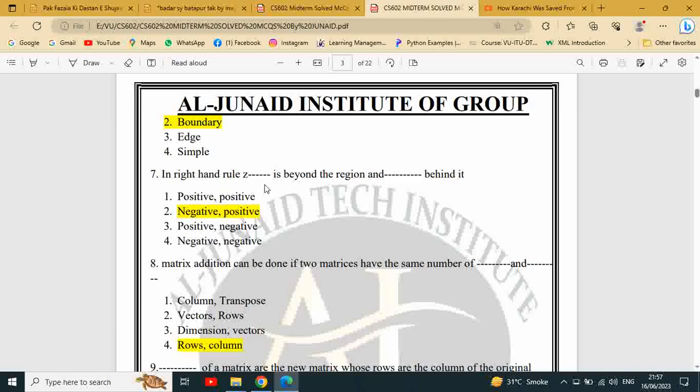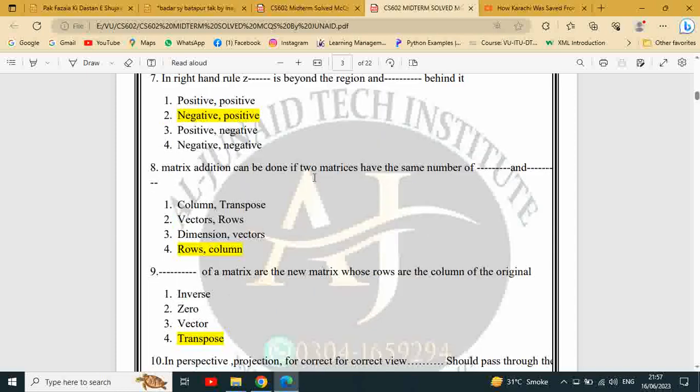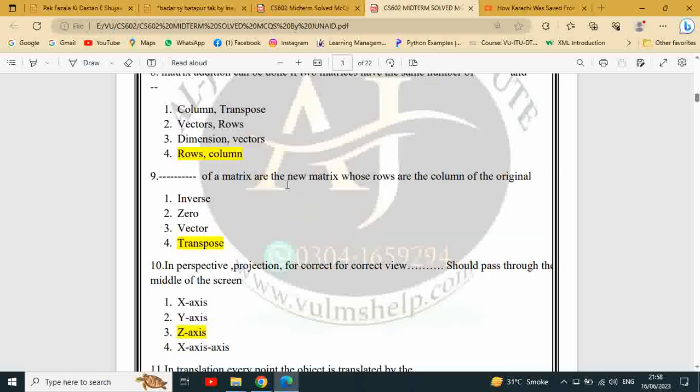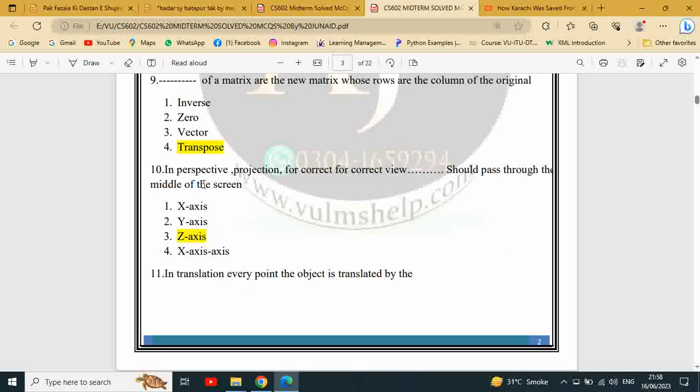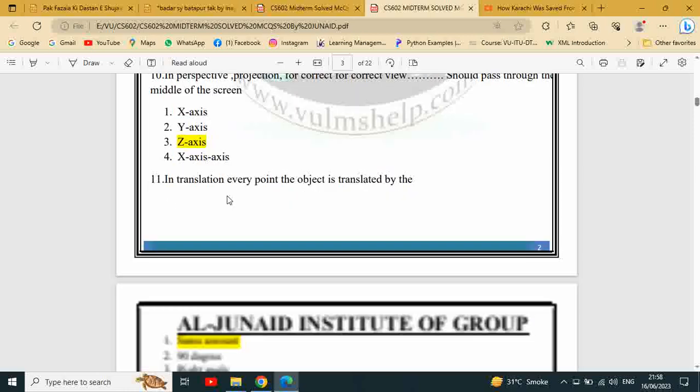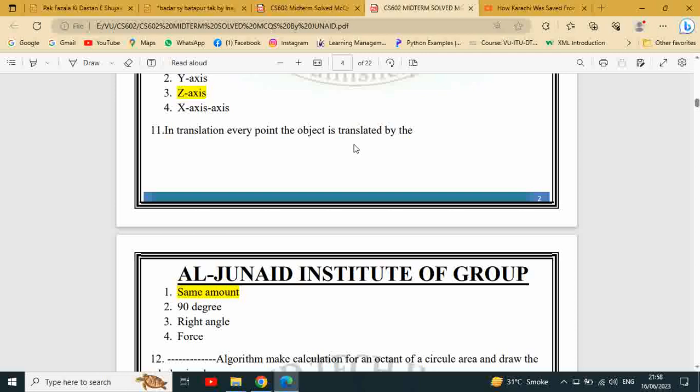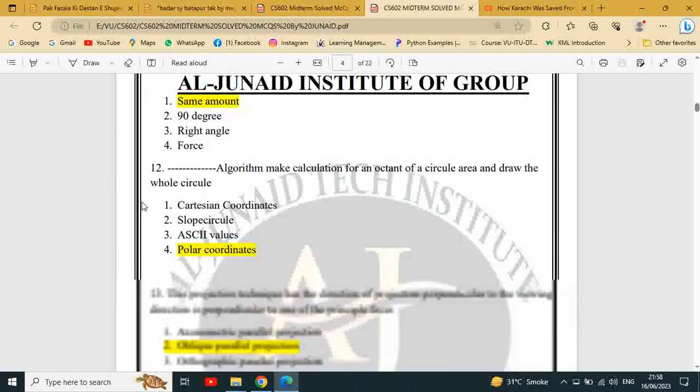In right hand rule, Z negative is beyond the region and positive behind it. Matrix addition can be done if two matrices have the same number of rows and columns. Dash of a matrix are the new matrix whose rows are the columns of the original. Transpose of a matrix. In perspective projection for correct view, Z axis should pass through the middle of the screen. In translation, every point of the object is translated by the same amount.